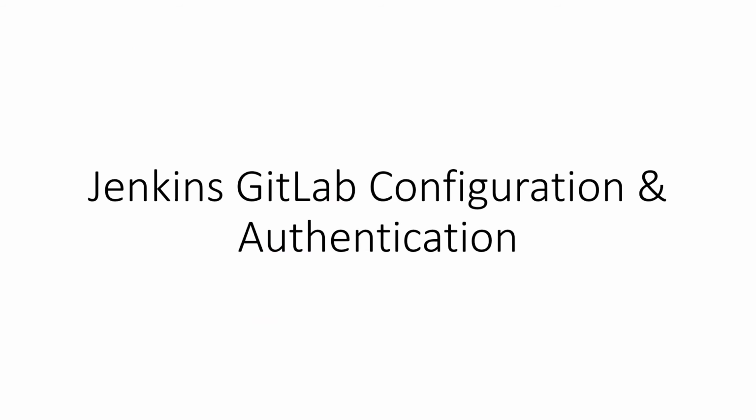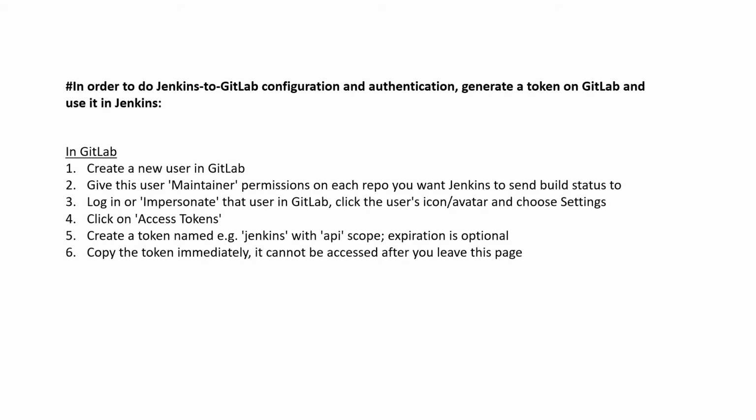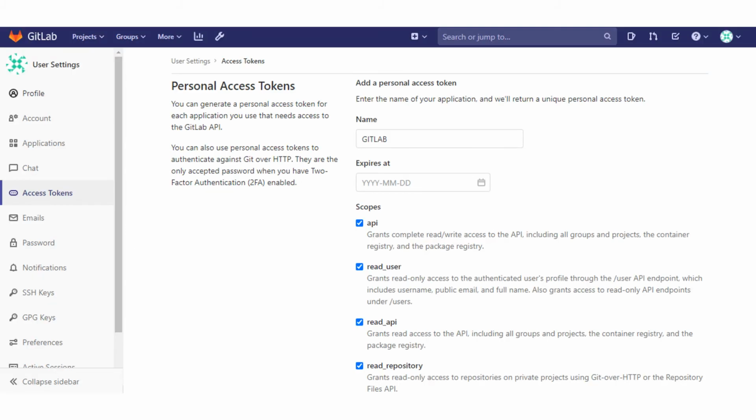Next, we need to do the Jenkins GitLab configuration and authentication. Here are the steps for Jenkins to GitLab configuration and authentication. I will go one by one. Create a new user in GitLab, log in to impersonate that user in GitLab, click the user's avatar icon and choose Settings, click on Access Token, and create a token with an arbitrary name. We call it GitLab here, with the API scope. Expiration is optional.